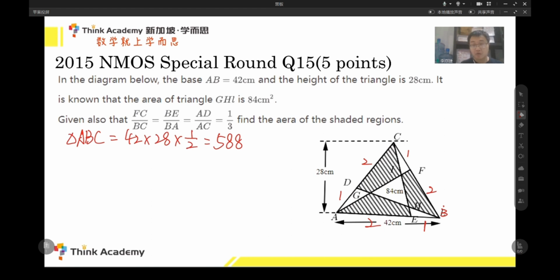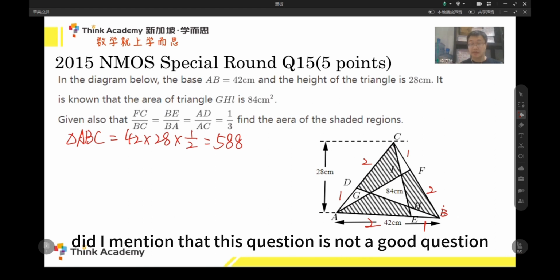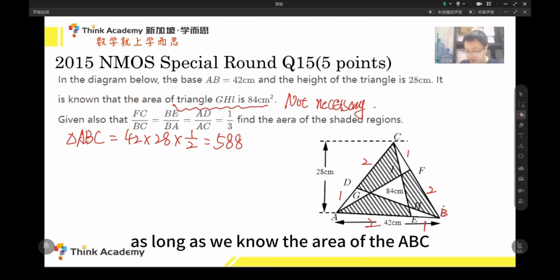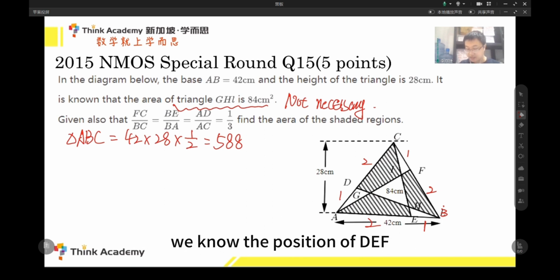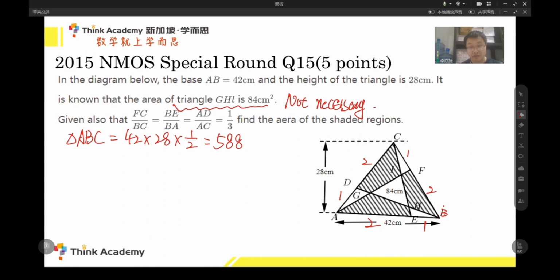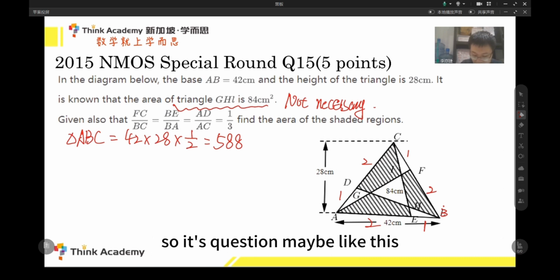Then why did I mention that this question is not a good question? It is that this is not necessary. As long as we know the area of ABC and we know the position of DEF, we can calculate the area of GHI. Just use the Dovetail model. So the question may be like this.